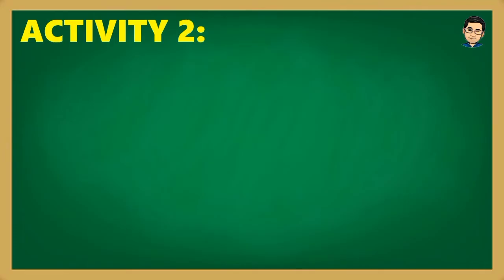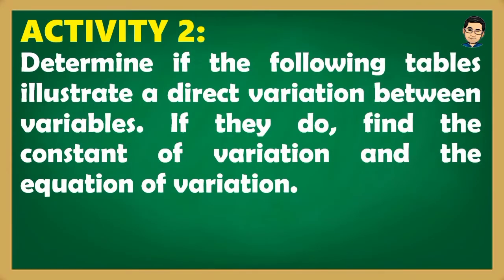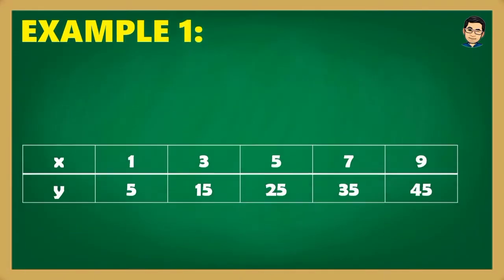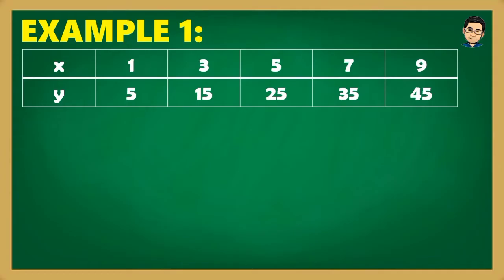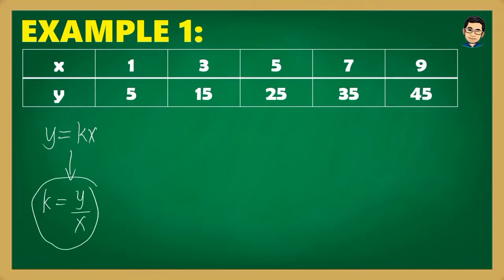For the next activity naman, determine if the following tables illustrate a direct variation between variables. If they do, find the constant of variation and the equation of variation. Okay. So, yung una nating example, paano natin malalaman na direct variation siya? So, di ba yung formula natin for direct variation is y is equal to kx. And then, pwede rin siyang isulat as k is equal to y over x kung kukunin yung constant of variation.